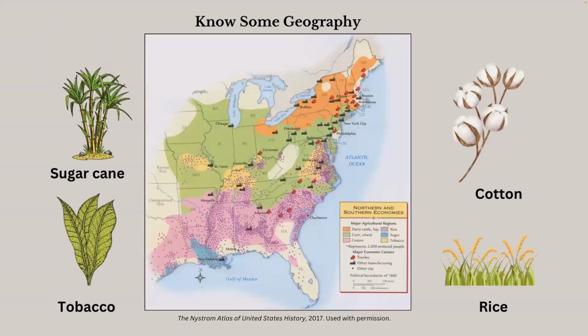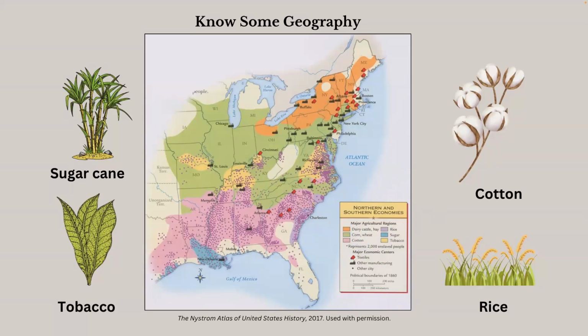So we're going to start by talking about geography, because geography is going to have an impact on your Civil War ancestors. Do you know where your family lived during the Civil War? Now, here is a great map from the Nystrom Atlas of the United States History, and it's a visual way for you to understand the difference in the economies of the North and South as a result of geography. So the legend over here explains the colors.